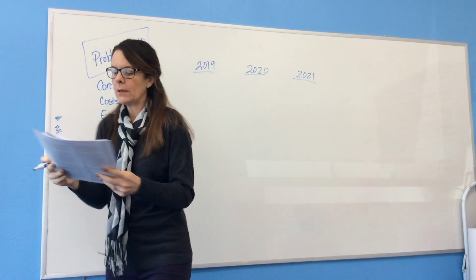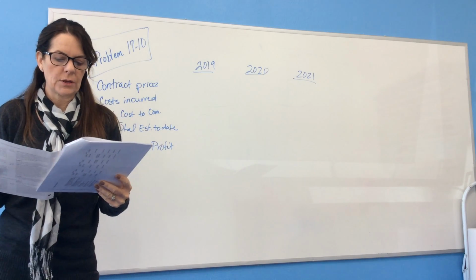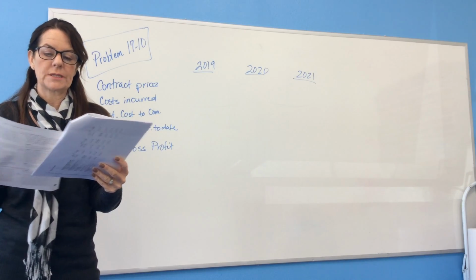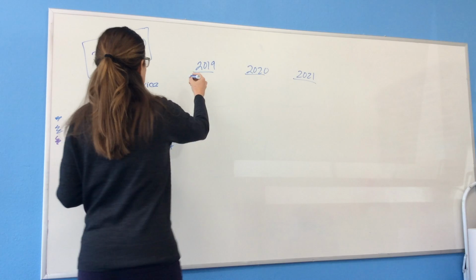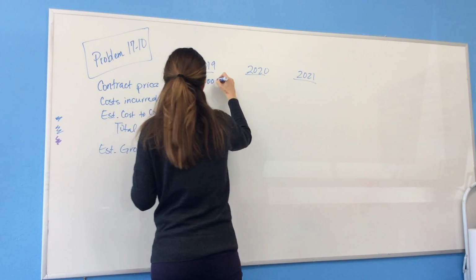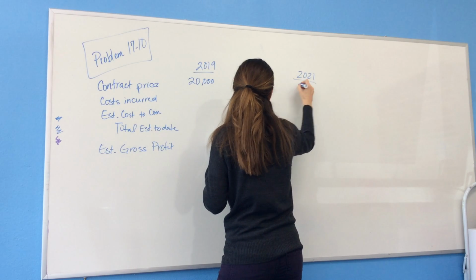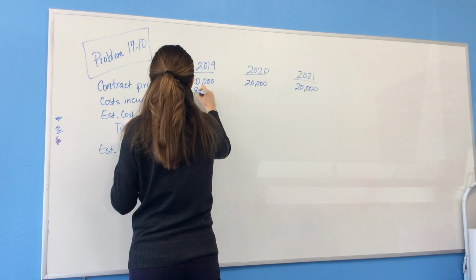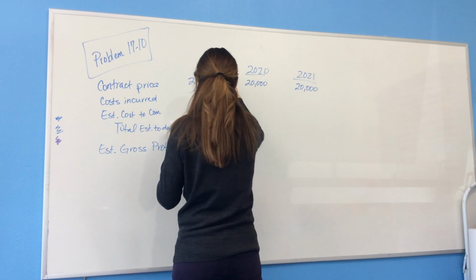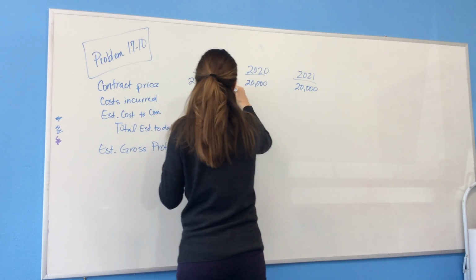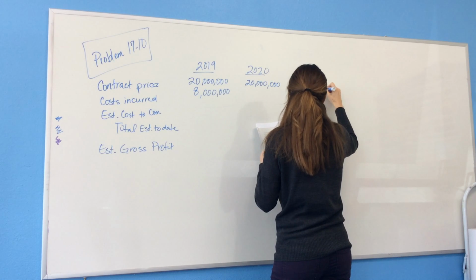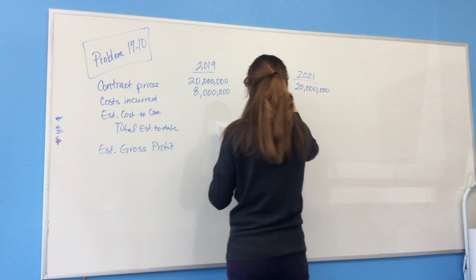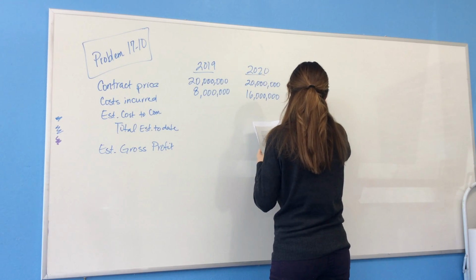All right, the book tells you what the contract price is, so that's going to be $20 million across the board. And then it tells you all of the costs incurred to date. That's that first line. So we'll write the contract price, which is $20 million, and that'll be the same all the way down. They didn't do any kind of adjustments to that. The costs incurred is just going to be that first line. I guess I'm missing some zeros here. Oops. $8 million for 2019. Looks like $16 million for 2020 and $18 million for 2021.